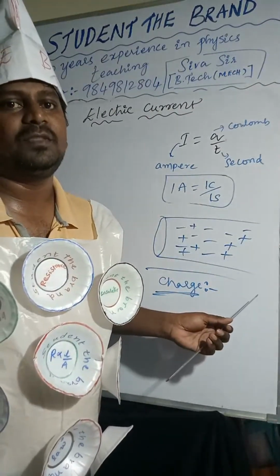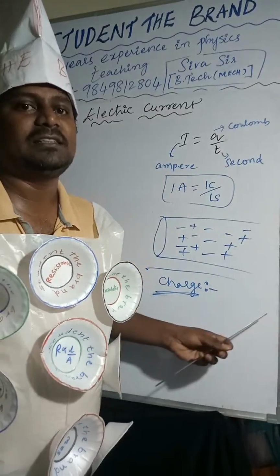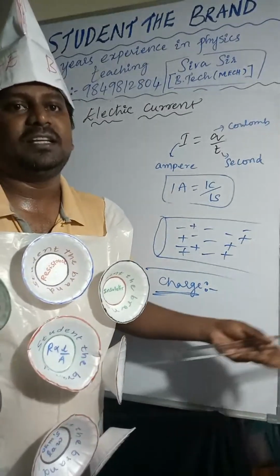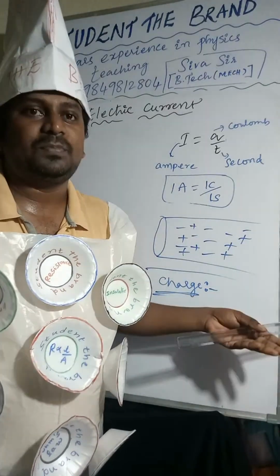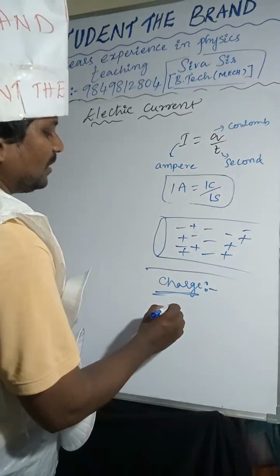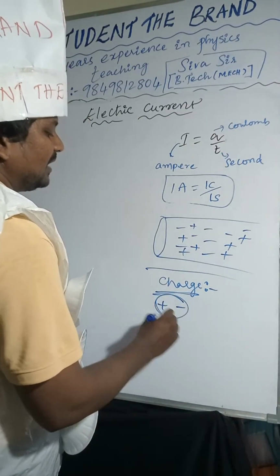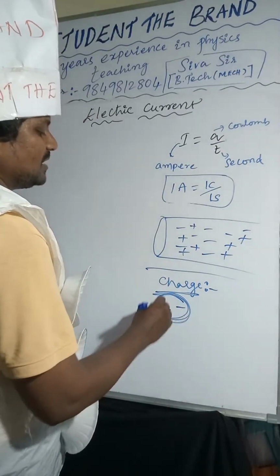Okay, so charge is a property of the matter which influences the presence of other charges. There are two types of charges, positive charge and negative charge.